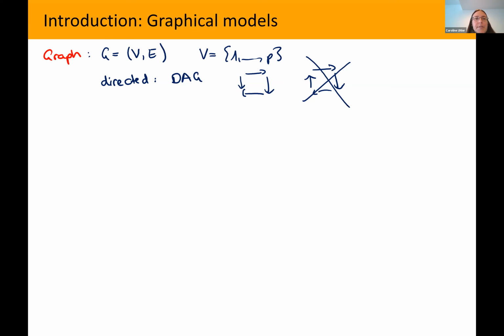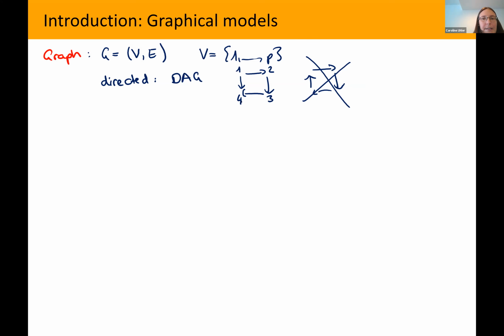So we have one ingredient, which is the graph. And now to this graph, we're going to associate a distribution. So I'll be associating to every one of my nodes, and here I have 4 nodes in this particular example, a random variable.